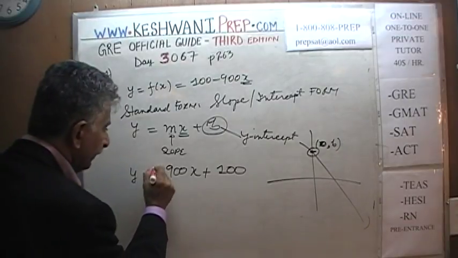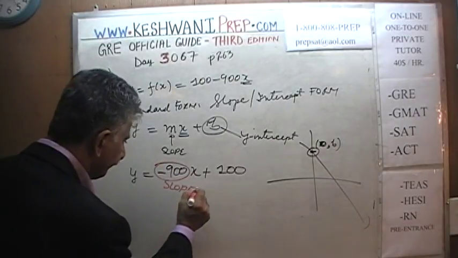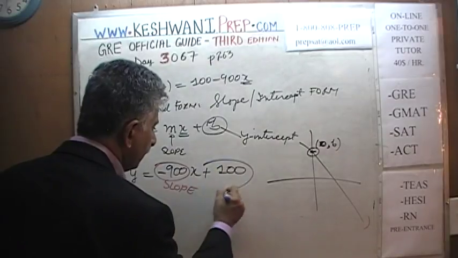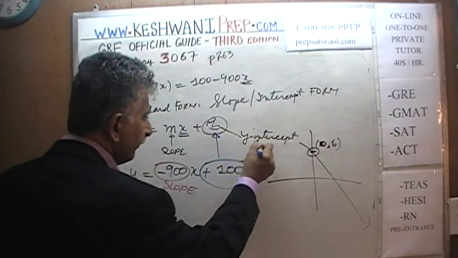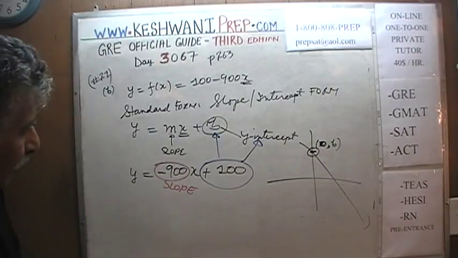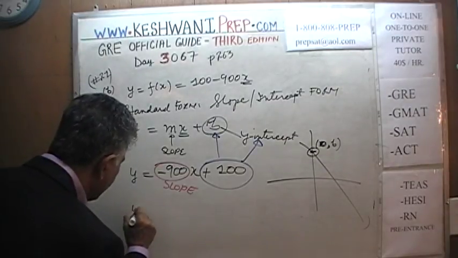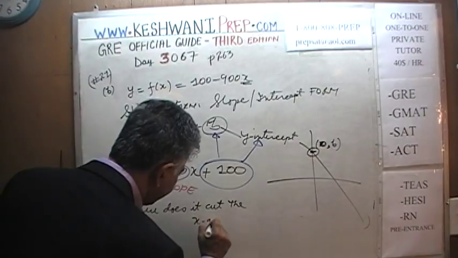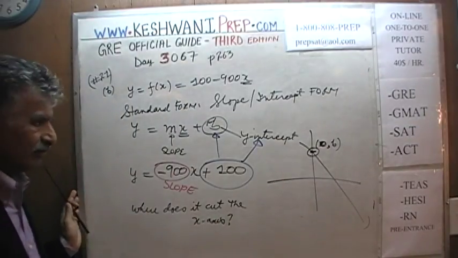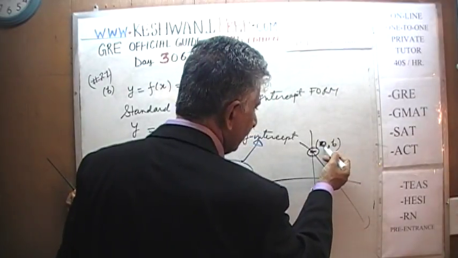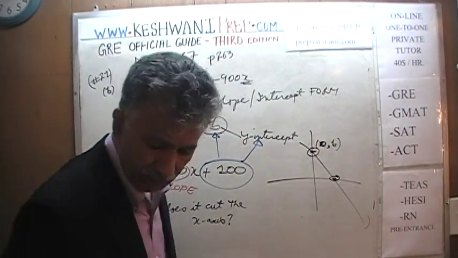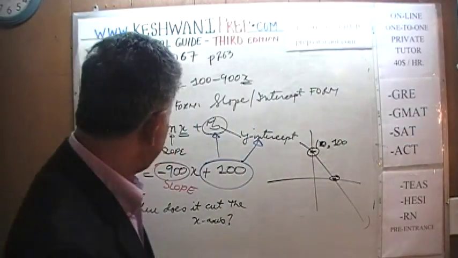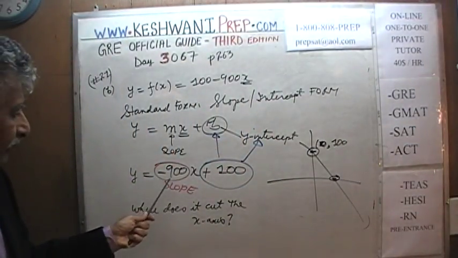What does negative 900 represent? The negative 900 represents the slope. And what does positive 100 represent? The positive 100 represents the y-intercept. What about the x-intercept? Where does it cut the x-axis? What is this point? Well, the y-intercept point is 0, 100. B equals 100. What is the slope? The slope is negative 900.